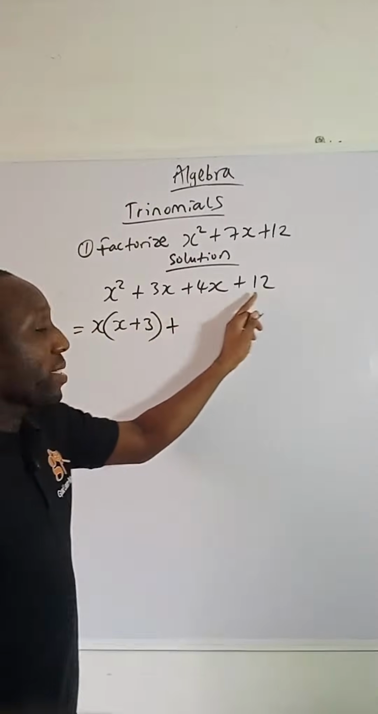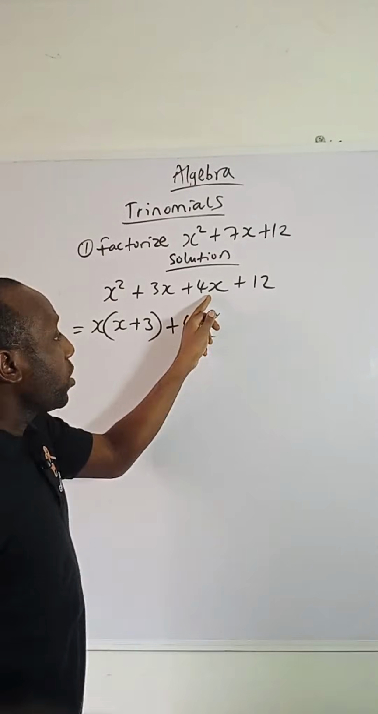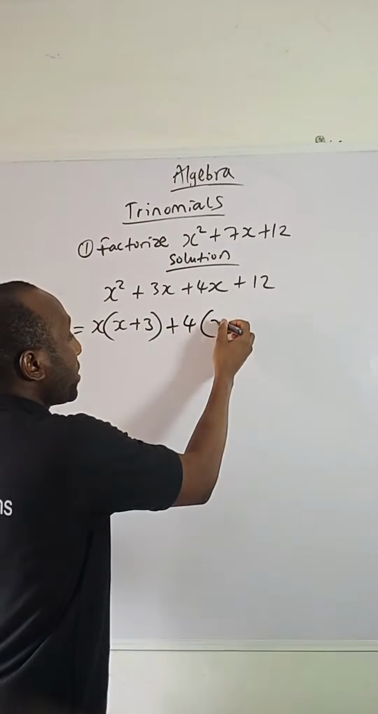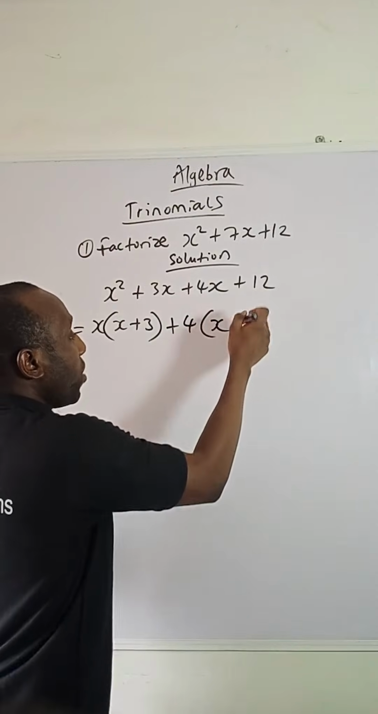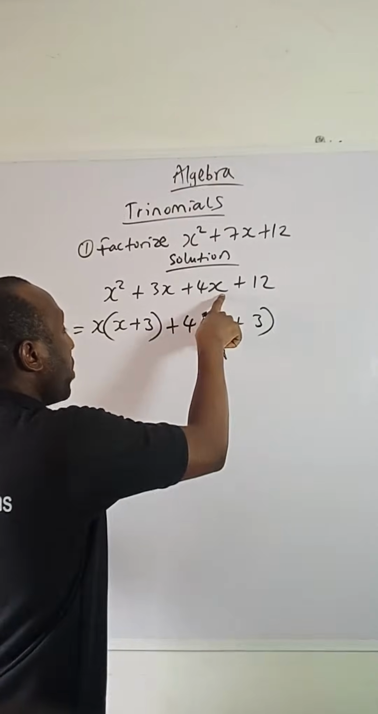Then you come to these last 2 terms. What is common between 4x and 12? 4 is common. So you write 4, open a bracket. 4 goes into 4x, you have what? X. And 4 goes into 12, you have what? 3. Because 4 times 3 is 12. 4 times x is 4x.